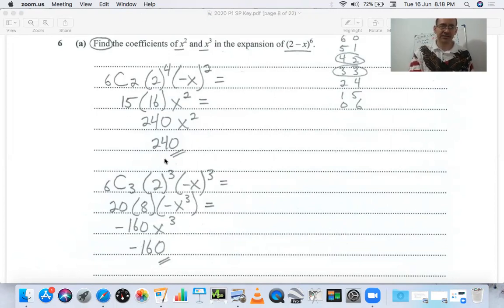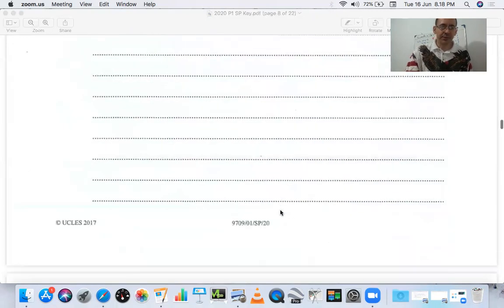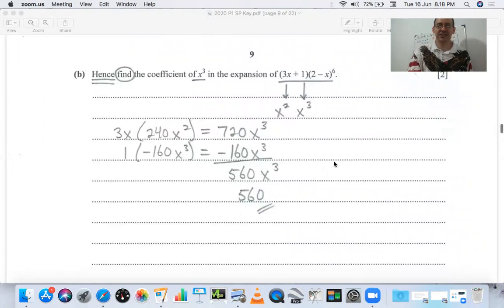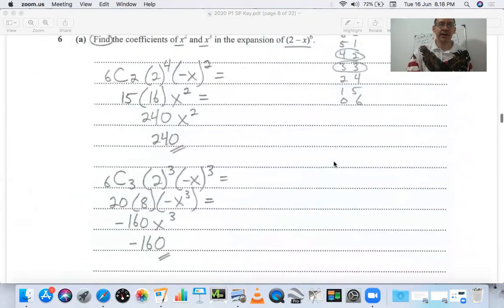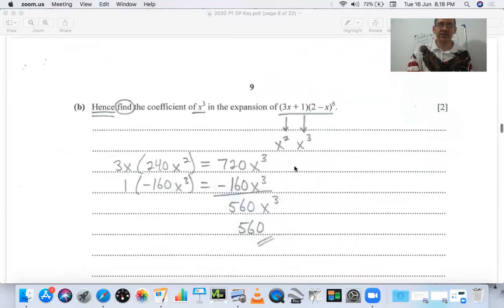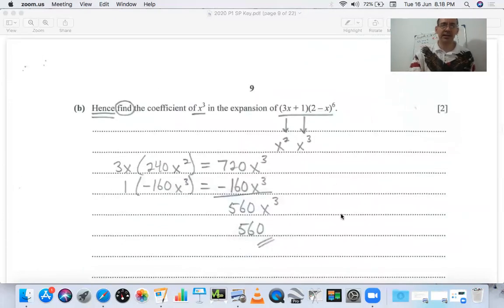So here's the x squared. Here's the x cubed. You need to remember that because these are linked problems. So we go down to the second part. We see the 2 minus x to the 6th again. That's what we had up here, 2 minus x to the 6th. So we're working with the same thing. Now we have a binomial in front. Notice the "hence," meaning it's linked to the previous part. Find the coefficient of x cubed.